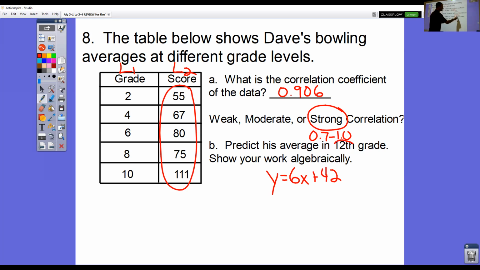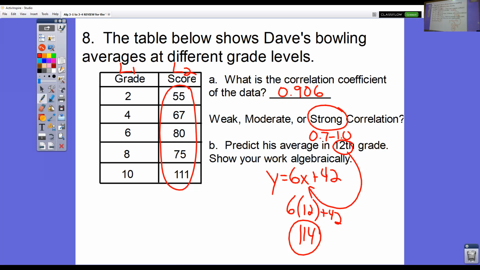So now you want to take this 12 and sub it in for x. So 6 times 12 plus 42. When you do that, you should get a score of 114.